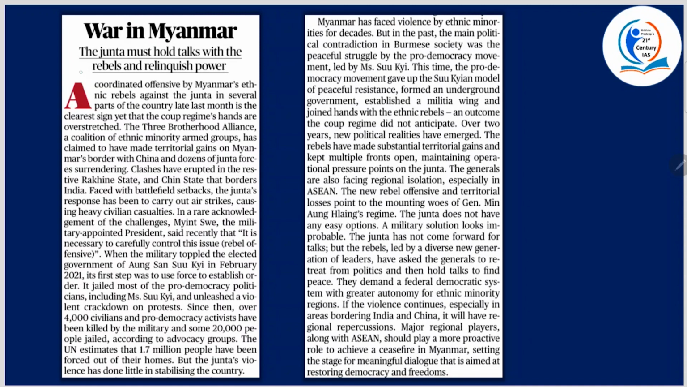War in Myanmar. The junta must hold talks with the rebels and relinquish power. A coordinated offensive by Myanmar's ethnic rebels against the junta in several parts of the country late last month is the clear sign that the coup regime's hands are overstretched. The Three Brotherhood Alliance, a coalition of ethnic minority armed groups, has claimed to have made territorial gains in Myanmar's border with China and dozens of junta forces surrendering. Now, for prelims, these terms are important. Okay, Brotherhood Alliance, terms like these.